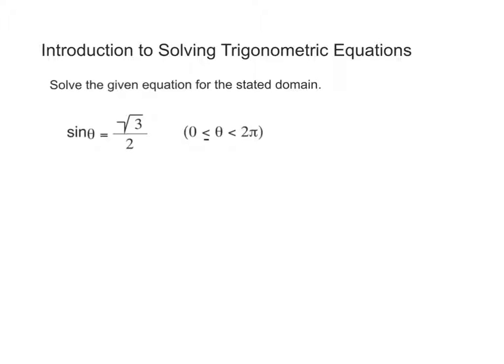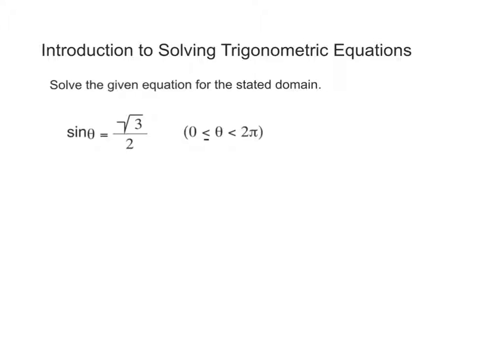This one, solve the given equation for the stated domain. So the equation is sine theta equals root 3 over 2, and the domain is that theta is between 0 and 2 pi. What's this question asking us for? What's it asking us to find? The angle, right. The value of theta. So it's saying what angle or angles have a sine of root 3 over 2? What angles between 0 and 2 pi have a sine of root 3 over 2?